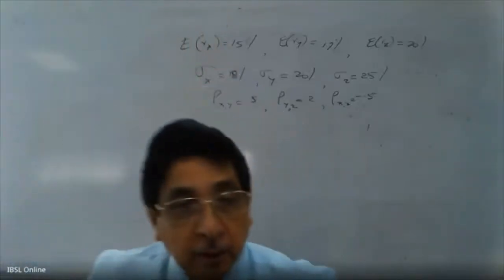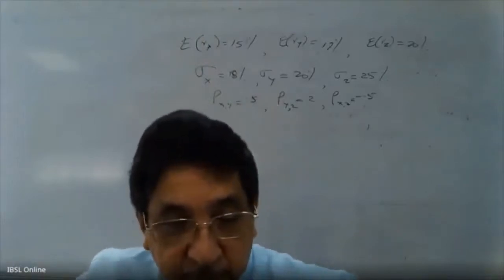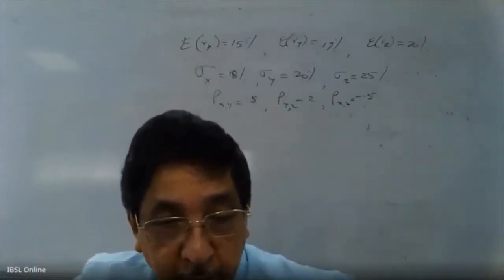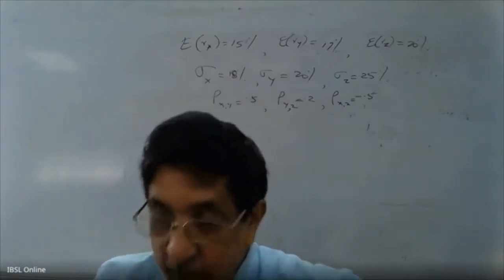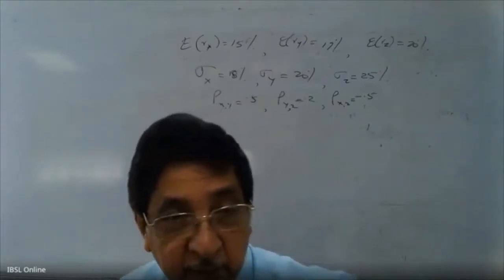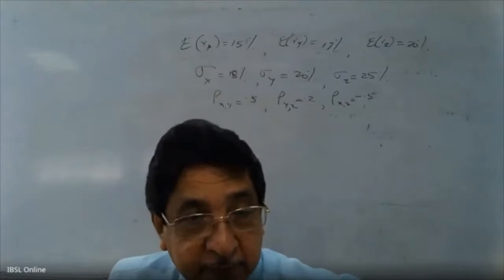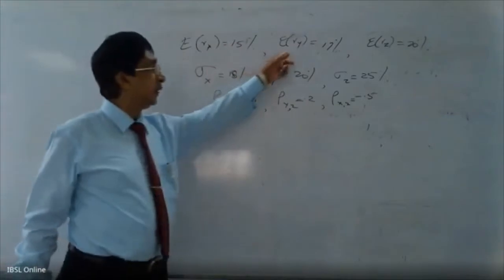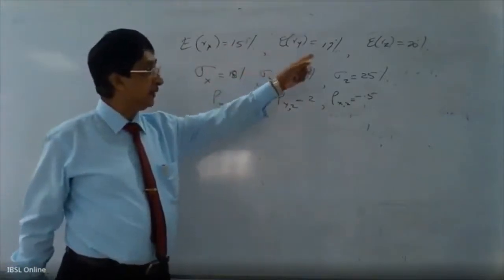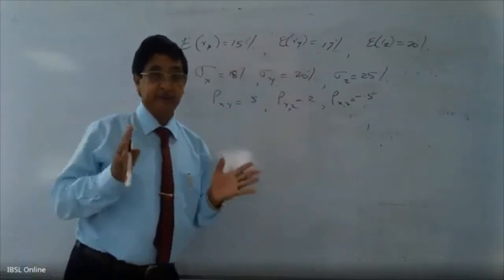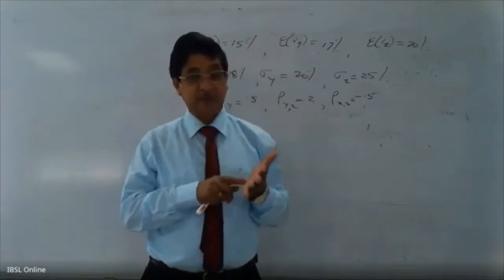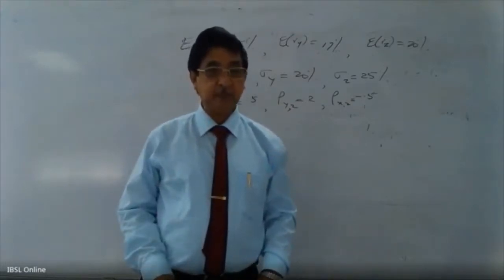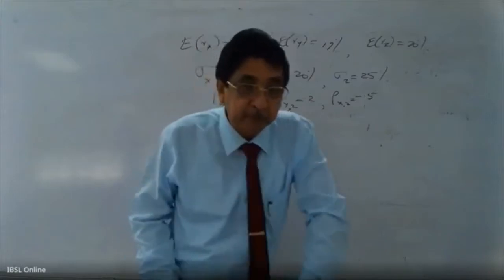Right. Now we had a connection issue. Now I will try to explain question number 4 on the board. Just look at the data. Expected return of X is 15%, expected return of Y is 17%, and expected return of Z is 20%. And all are equally weighted. So that means each one has a 0.33 weight.